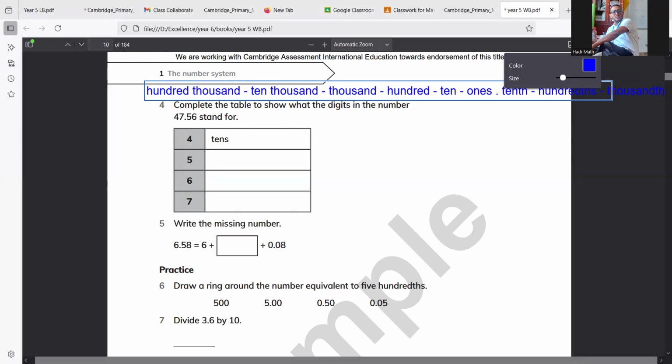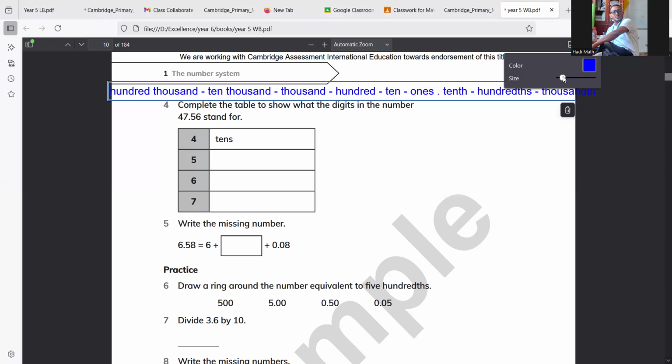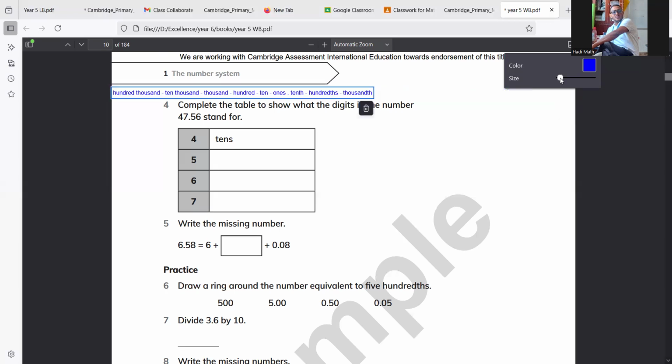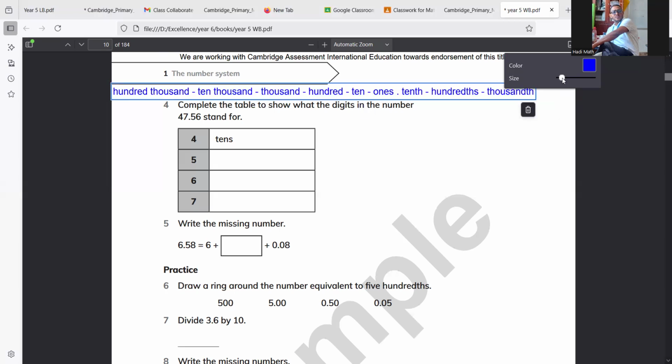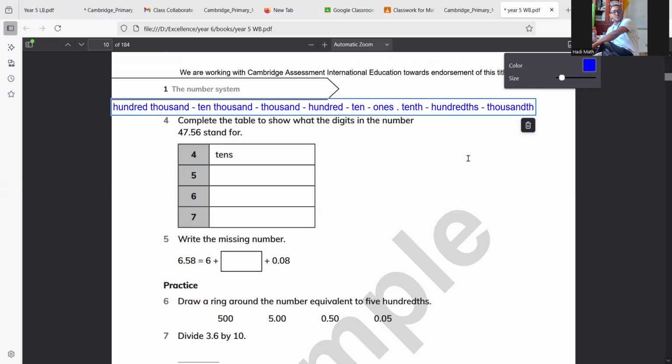This was required from you as you are grade 5, no more and no less. So these place values, you need to study them and memorize them, and memorize each place. What is it, and what does it stand for?